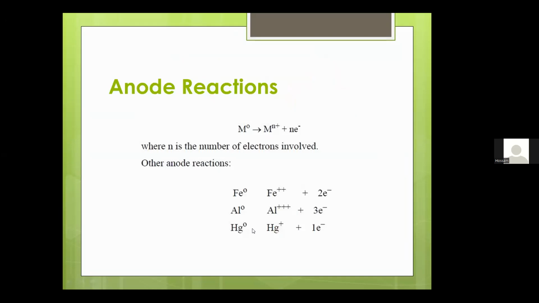The anode reaction is oxidation of the metal to a metal ion plus electrons. n is the number of electrons involved, so we can see the iron atom can be oxidized to iron ion plus electrons. Aluminum also can be oxidized to aluminum ions plus 3 electrons.